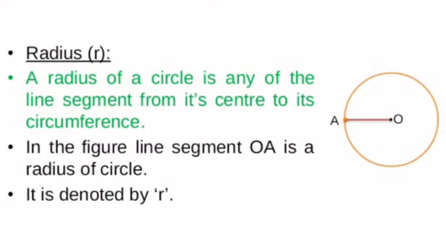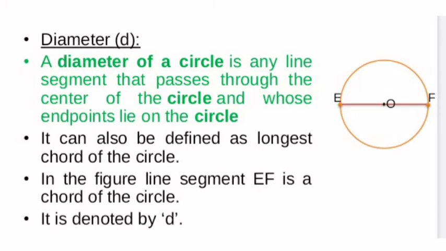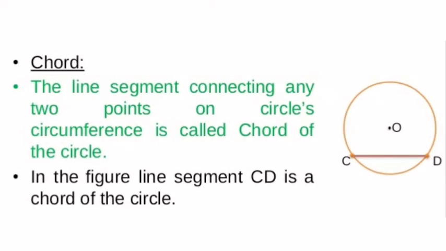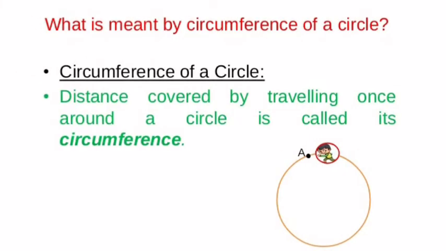Radius. A radius of a circle is any line segment from its center to its circumference. Next, diameter. A diameter of a circle is any line segment that passes through the center of a circle whose endpoints lie on the circle. It can also be defined as the longest chord of the circle. Next one, chord. The line segment connecting any 2 points on the circle's circumference is called the chord of the circle. What is meant by circumference of a circle?